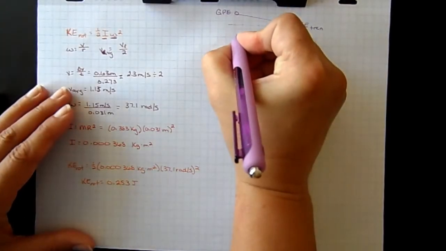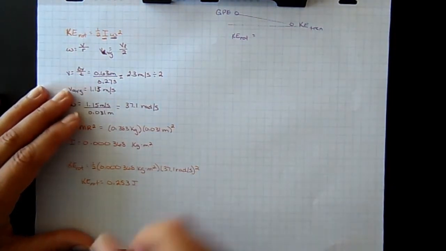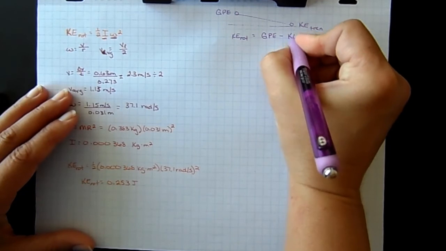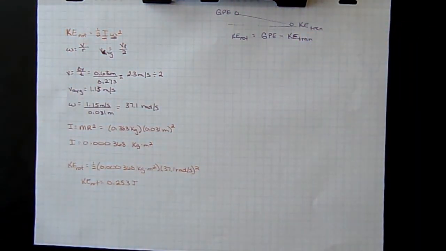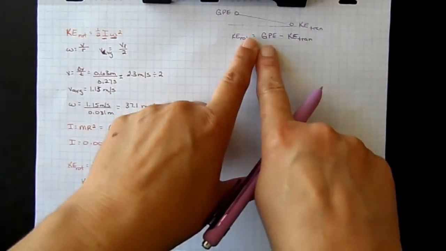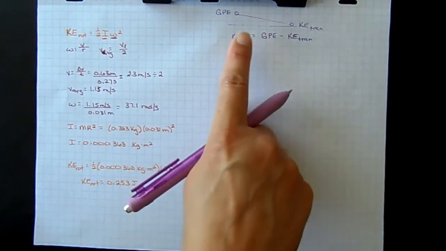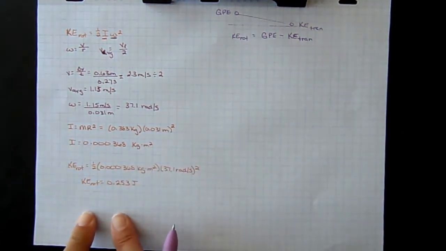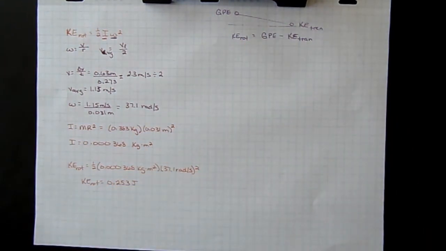So the rotational kinetic energy is equal to the gravitational potential energy minus the translational kinetic energy. So we have to find the gravitational potential energy and the translational kinetic energy to find out how much energy we have lost to rotation. And in a perfect world, it would be the same as this. But I made up my numbers, so it's probably not going to be.